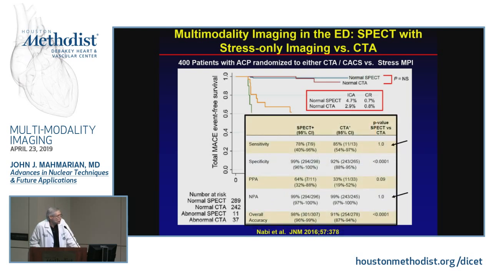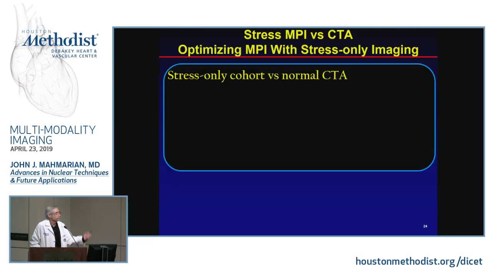And so in terms of sensitivity and negative predictive value, both were very high, 78 to 85%. Over 99% for negative, but in terms of specificity, SPECT was better, positive predictive value was better with SPECT, and overall accuracy was better with SPECT. So we can't just throw the baby out with the bathwater. It's important to remember that with stress-only imaging, we can actually do very effective nuclear imaging in ED patients and get them in and out of the hospital and have very good results in terms of outcomes.